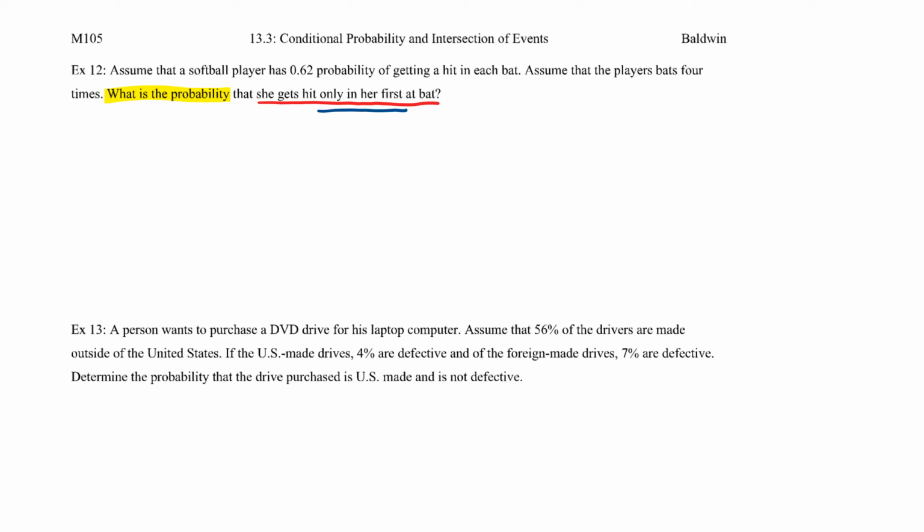Okay. So we want to use the information we're given. So we need to know what is the probability that she actually hits the ball when she gets up to bat. Well, that's given. That is our 0.62. Now we also need to think about the fact that she's going up to bat 4 times, and she's only going to hit the ball 1 of those 4 times. So we need to think about what is the probability she does not hit the ball. So we need the complement.